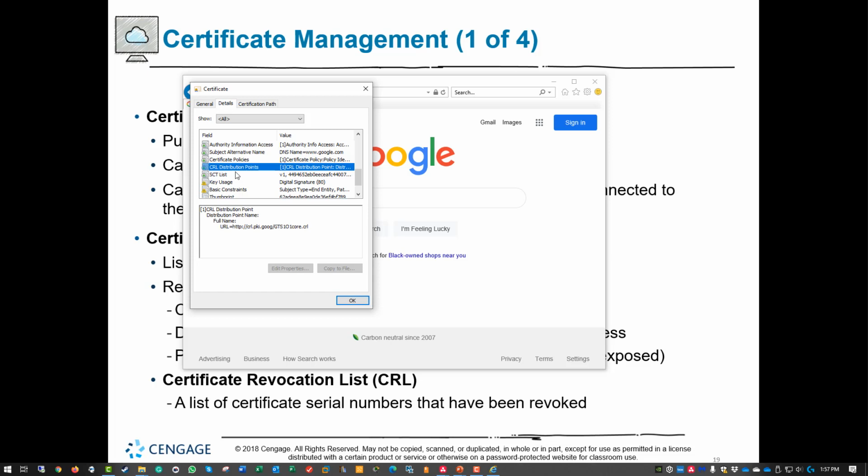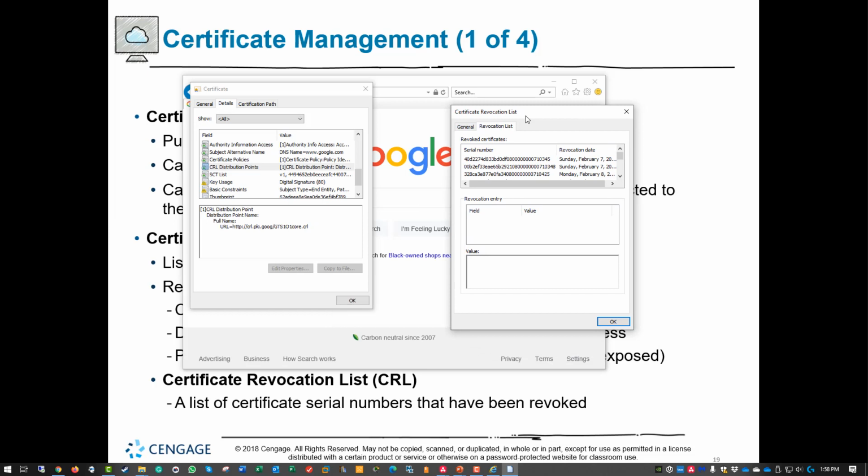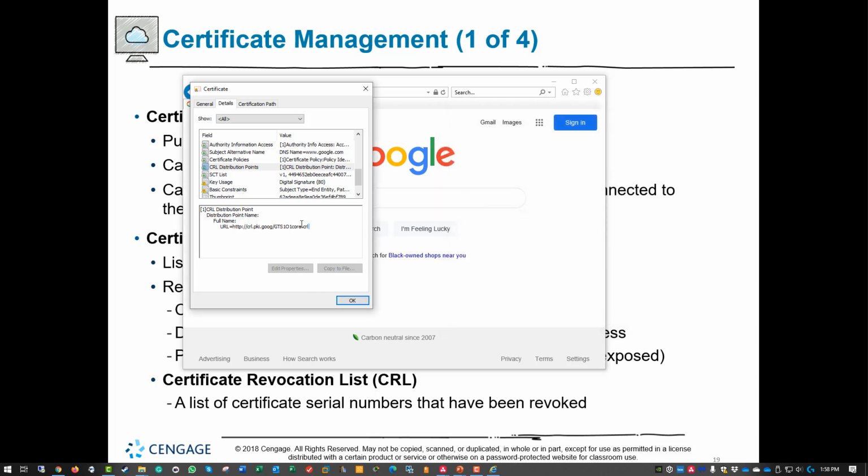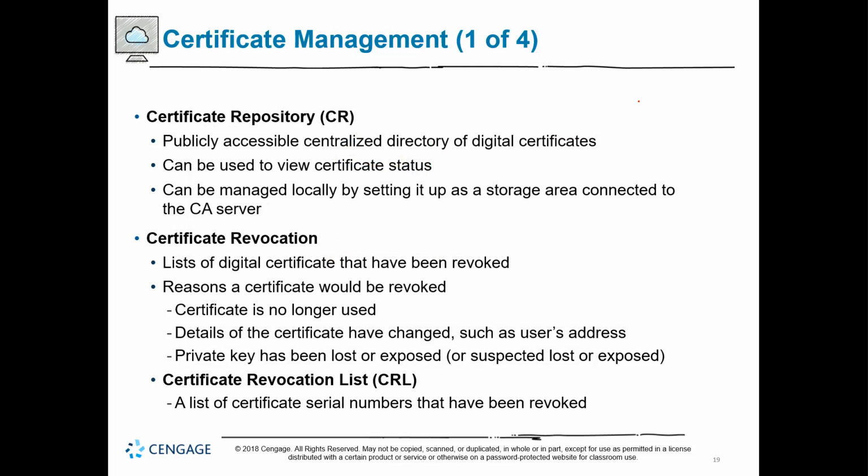Here we have our CRL distribution point. This will actually show us our CRL list. If you go to this URL, you can actually download the CRL, and you can actually see the certificates that have been revoked. And these are all for Google. Again, typically they're revoked because of the date. But this is what the CRL looks like. It's just a list of revoked information, and we got that from the digital certificate.